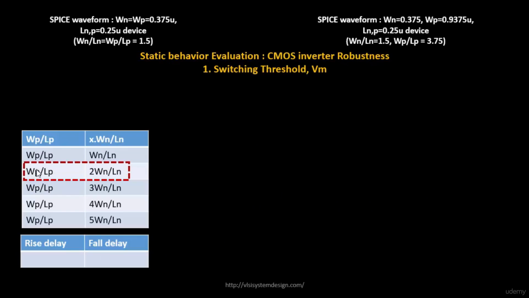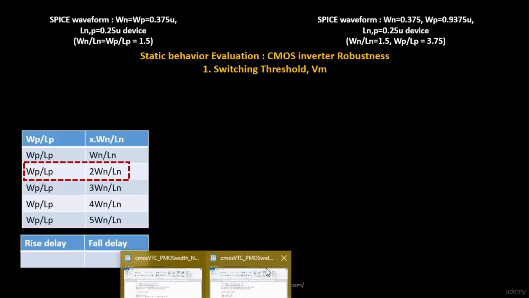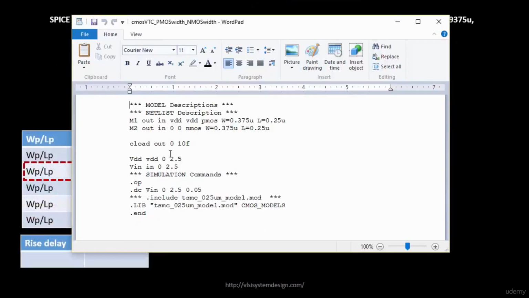Basically, the width of the PMOS will be double the size of NMOS. The length remains the same, and see what we get. Okay, so the way to do it is pretty simple. We'll open the spice deck for the DC transfer characteristics. So this is the DC transfer characteristics spice deck, and this is the width of the PMOS. If you see the one which is highlighted, that's the width of your PMOS.